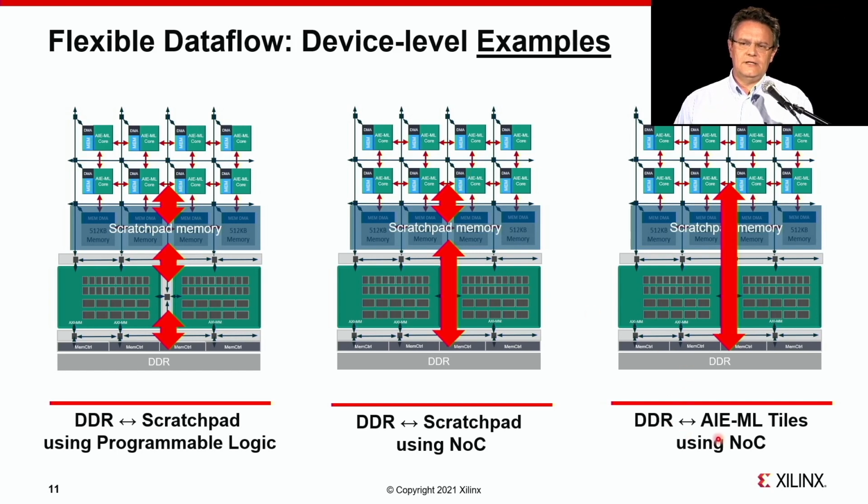And the final one is a very similar data movement pattern, but in this case, it's from external memory and bypassing the scratchpad memory and directly into the compute tiles' local memory. So these are three types of examples of how the data can be moved in these devices across the chip.